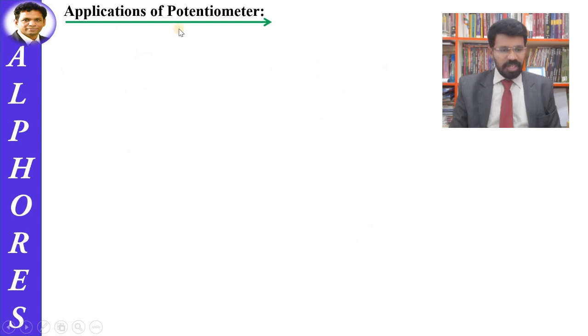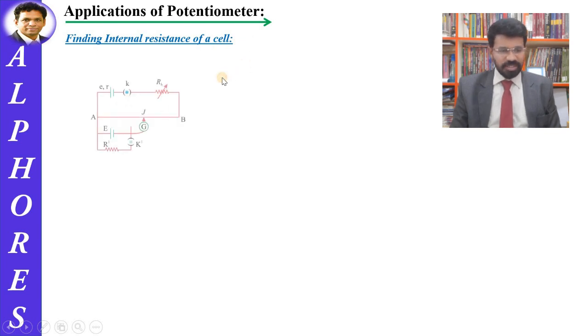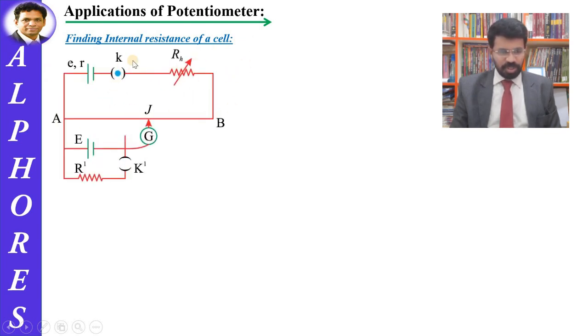Let us go ahead. Applications of potentiometer. The first application is finding the internal resistance of a cell. So let us take one circuit here. This is what a potentiometer circuit is. Between A and B, the potentiometer wire is taken. Here one rheostat is taken. A rheostat is something whose resistance can be varied. The desired value of resistance can be set in the circuit, and here one key arrangement is given.